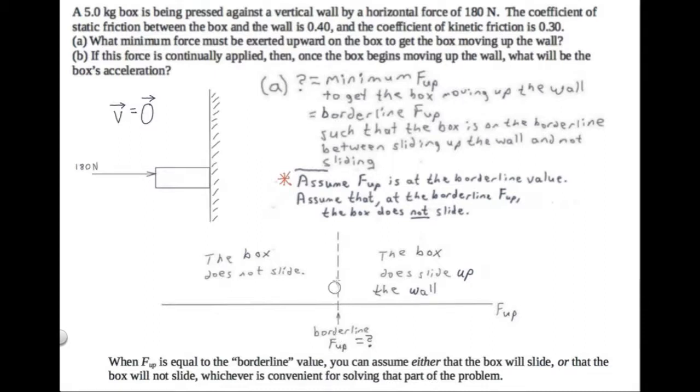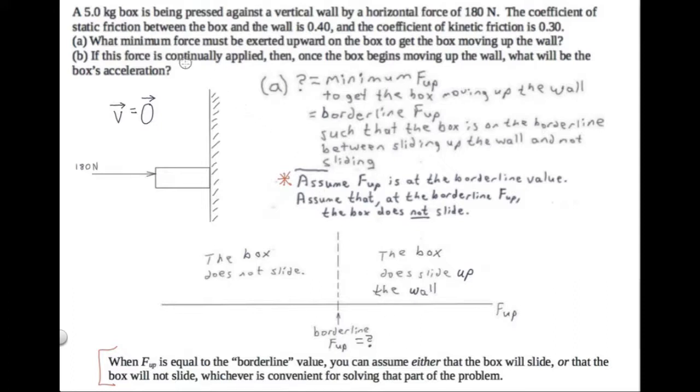At the borderline, should we say that the box will or will not slide up the wall? Well, as we discussed in the previous video, when the upward force is equal to the borderline value, you can assume either that the box will slide or that the box will not slide, whichever is convenient for solving that part of the problem. Although this might seem strange, we've seen in the previous video that this is a valid problem-solving technique. So which assumption is more convenient?